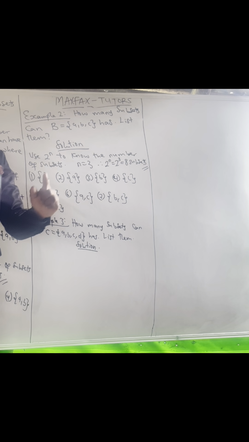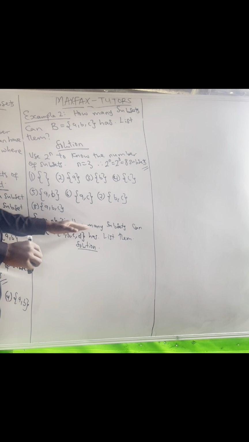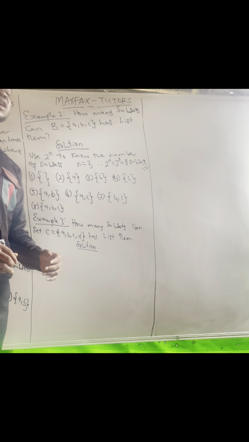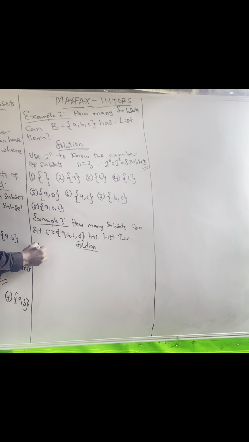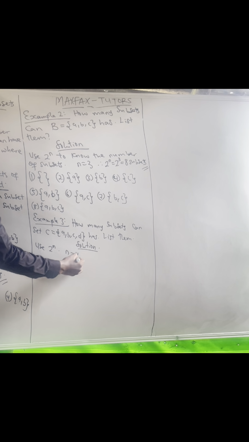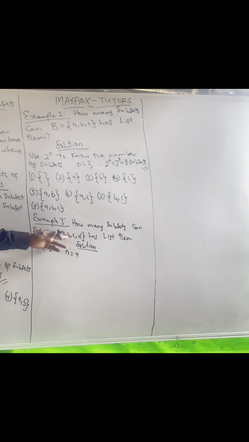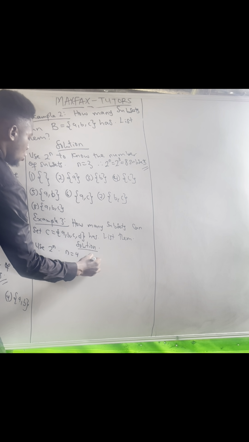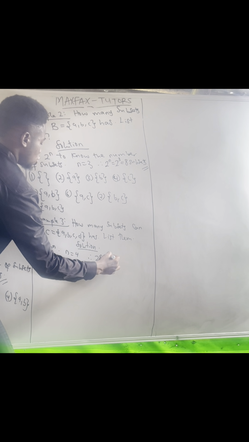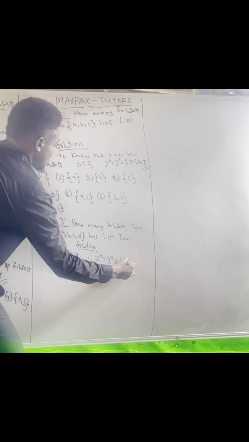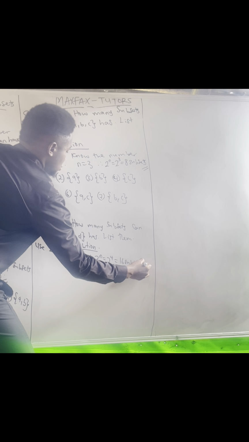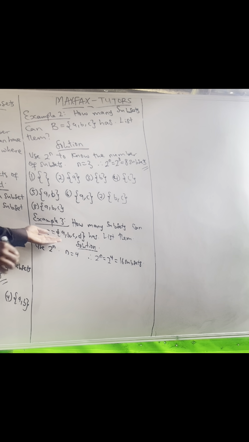Guys, do not forget that whenever we are looking for the number of subsets that a particular set can have, we have to use the formula 2 raised to power n. N is equals to 4. How do we know that n is equals to 4? Because we have 4 members there. So this means that the number of members here is what? 4. So the cardinality is what? 4. Therefore, 2 raised to power n is equals to 2 raised to power 4. And that's equals to what? 16 subsets. So guys, this simply means that this set C is equals to A, B, C, D can have how many subsets? 16 subsets.